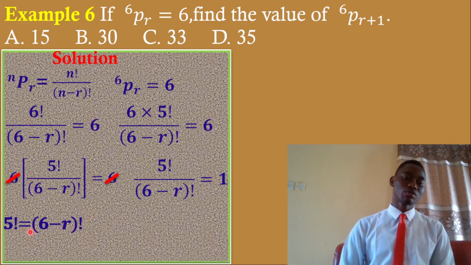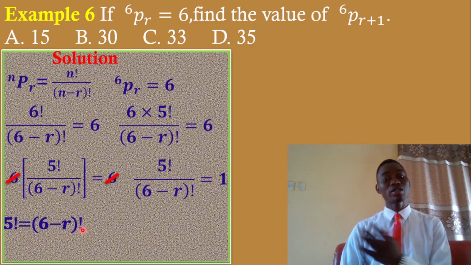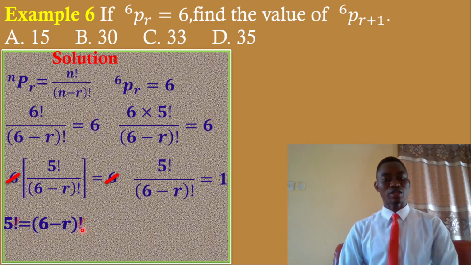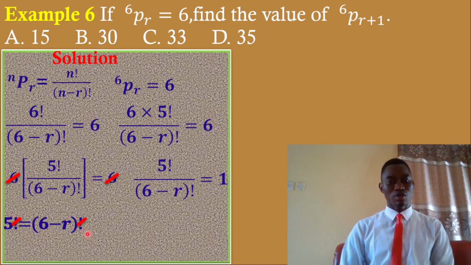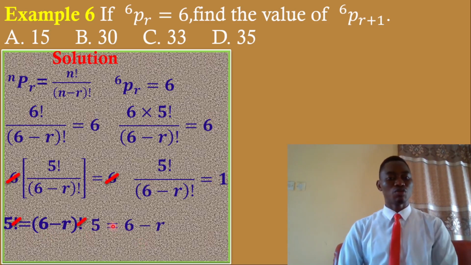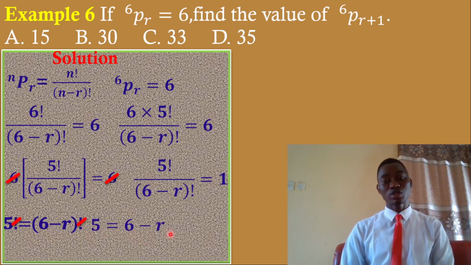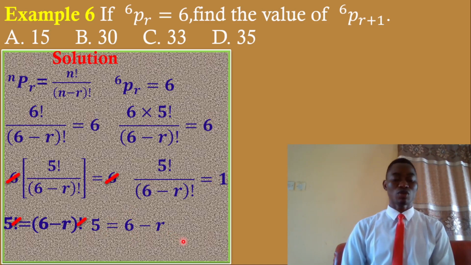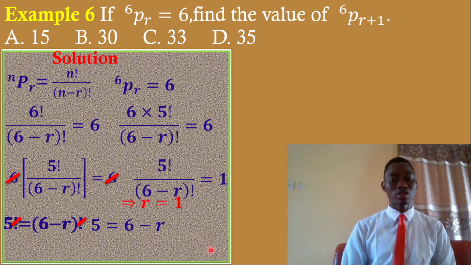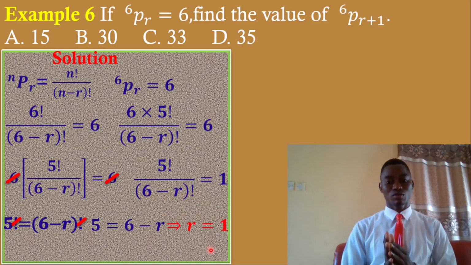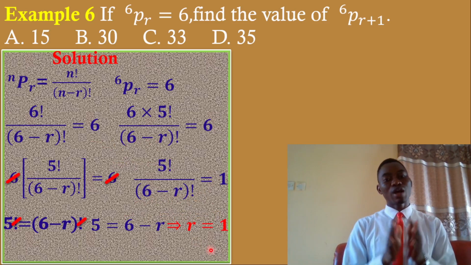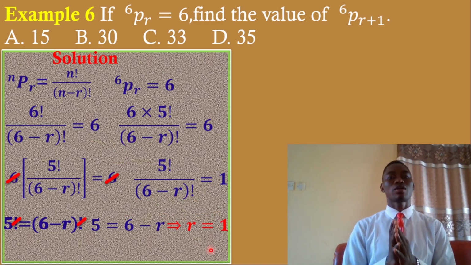As you can see, we have a factorial at the left hand side. We also have a factorial at the right hand side. So the 2 factorials can cancel out. Then we are left with 5 equals 6 minus r. We are solving for r, don't forget. So at this point, the value of our r is 1. So we have gotten a value for r.